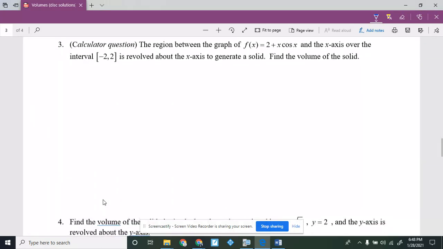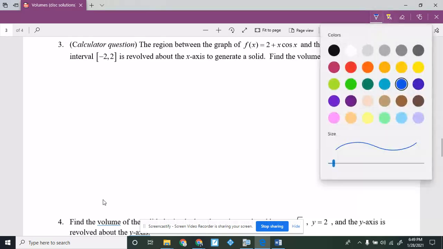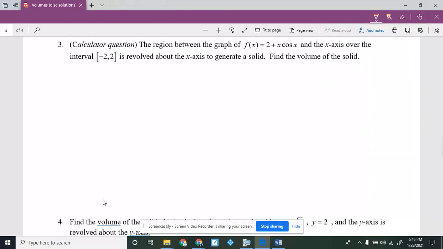All right, let's rock and roll. Let's go to this next one. This is a calc question. I know that because it says calculator question in parentheses. So if we were to do this, we'd want to put this in our calc and graph it, adjust our windows so that we're only looking at it from -2 to 2, and then it says revolved about the x-axis to generate a solid. So this right here, revolved about the x-axis, tells you that everything must be in terms of x. Find the volume of the solid. We're going to be able to do this in our calc.